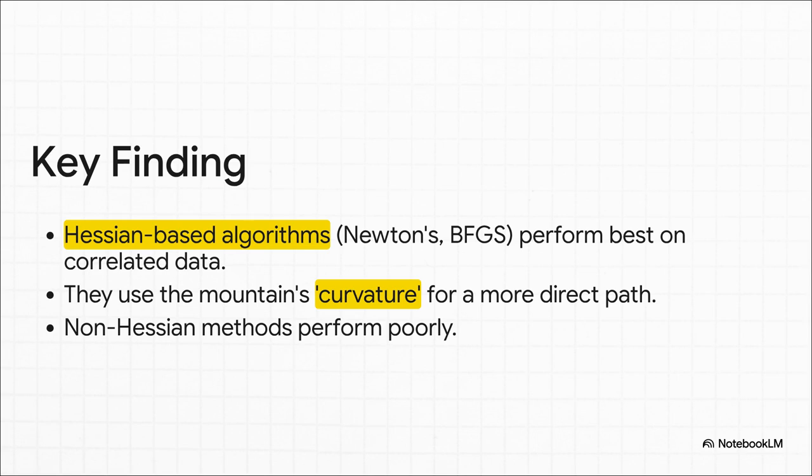And on this tricky terrain, a clear pattern emerged. The best climbers were the ones that could sense the mountain's overall shape. They use something called the Hessian, which is basically a map of the curvature. This allows methods like BFGS to take these big, intelligent leaps towards the summit, while the other algorithms that can only see the slope right in front of them get totally lost.